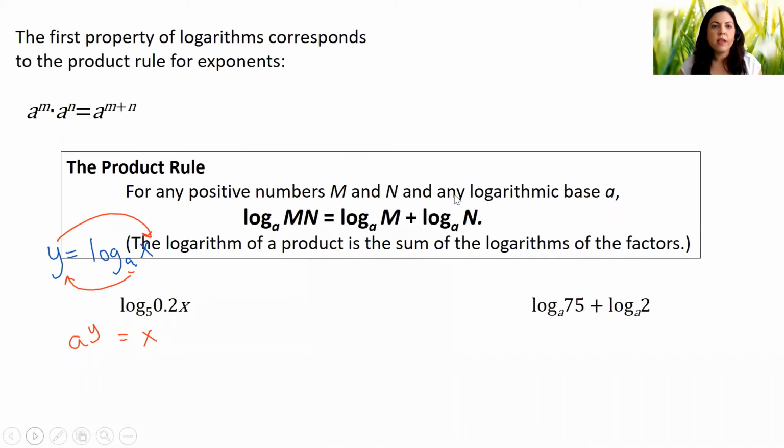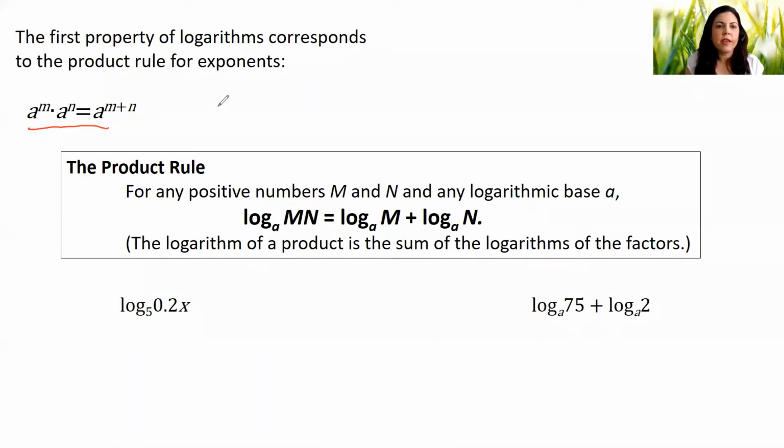So let's get started. Our first property deals with the product rule. Again, I'm going to be making this connection between the logarithmic property and the exponent property. When we're talking about exponents, if you are multiplying two powers that have the same base, you can combine them by adding those exponents together. So for example, if I had x squared and I was multiplying it by x cubed, that would be the same as x to the fifth, because this is x times x, this x cubed is x times x times x, and altogether that's x to the fifth power.